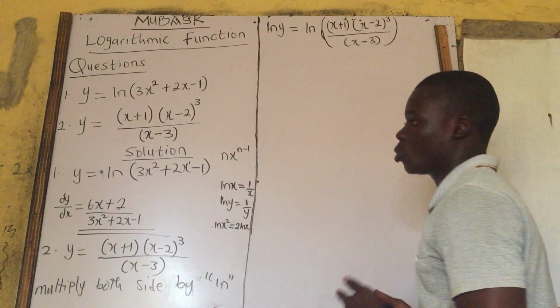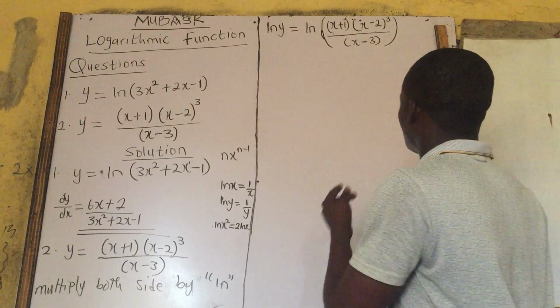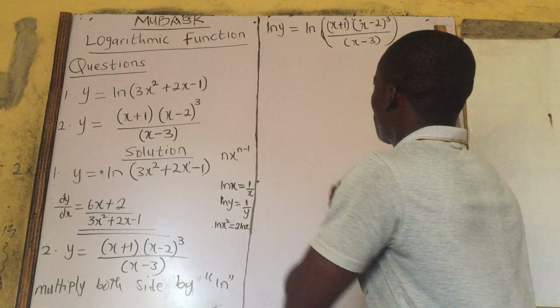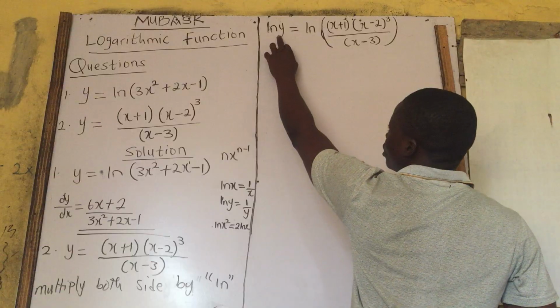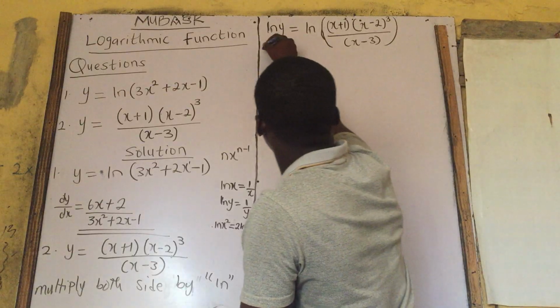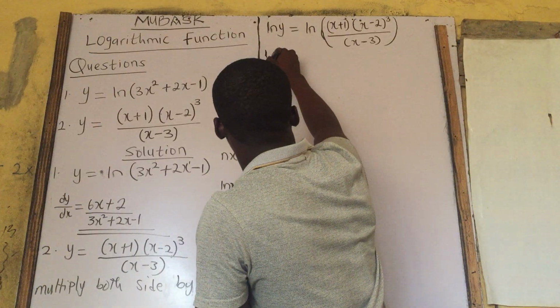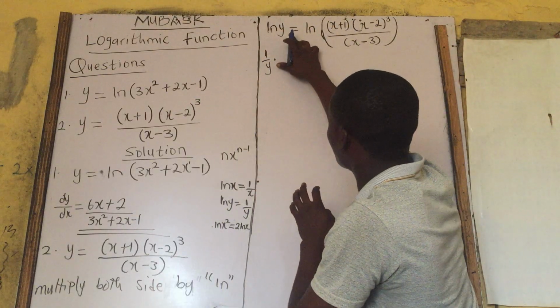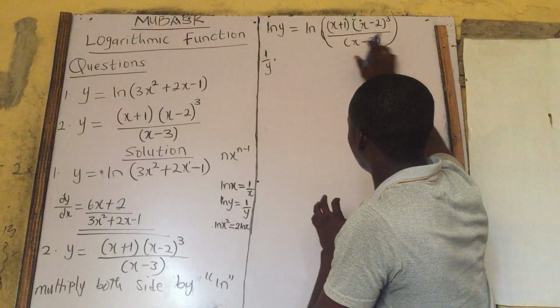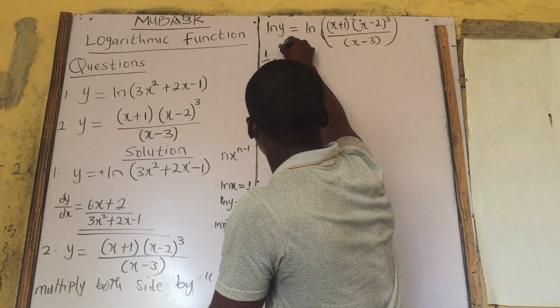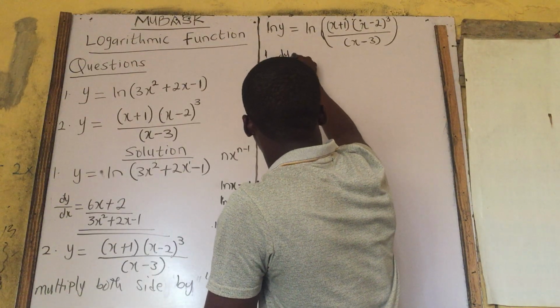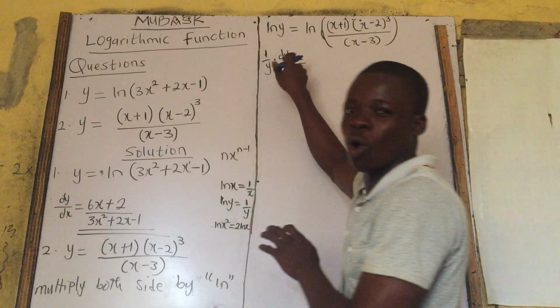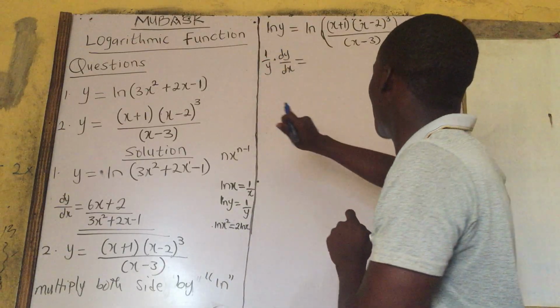The next step to do is we can now differentiate it. By differentiating natural logarithm y, it gives us 1 over y multiplied by dy over dx, because we have to obtain this value dy over dx.